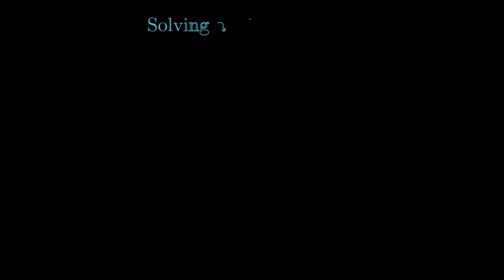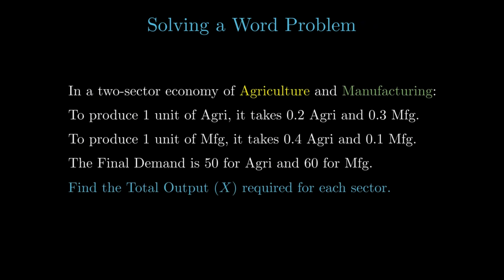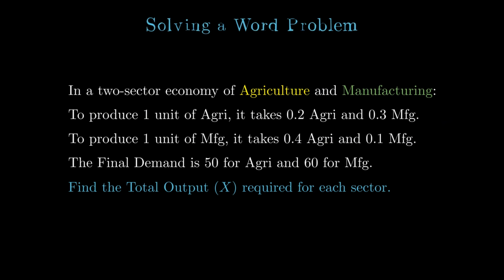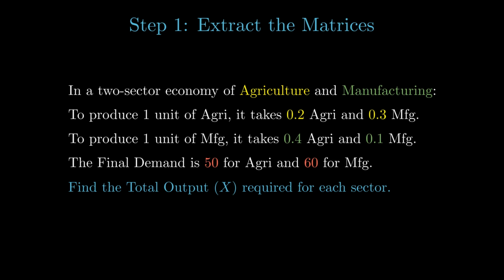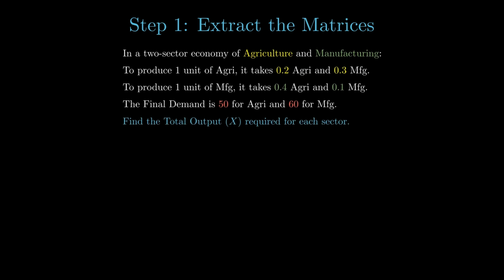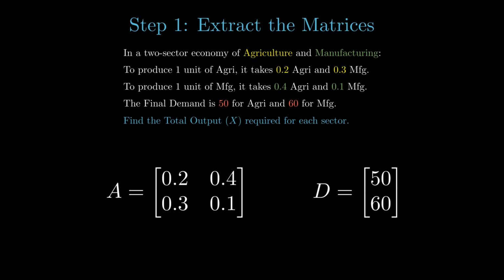Alright, let's solve a real world problem. We have a two-sector economy of agriculture and manufacturing. The demand is 50 for agriculture and 60 for manufacturing. We just follow 5 steps. Step 1. Extract the matrices. Build your technology matrix and demand matrices from the given data.